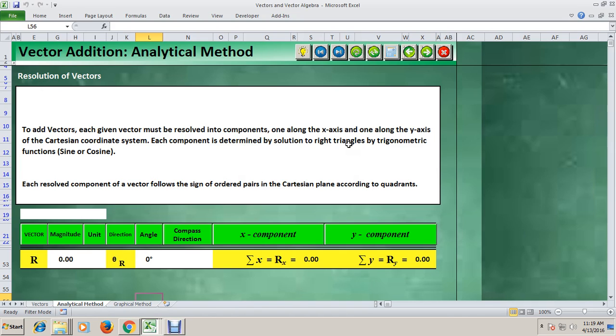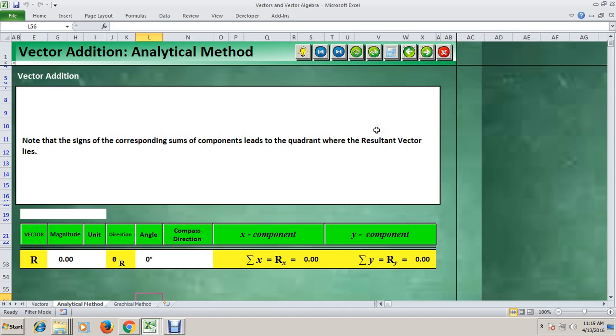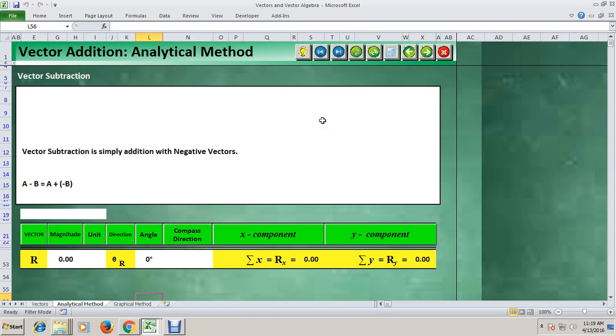We make use of either sine or cosine, depending on whether the component being solved is either an opposite side or an adjacent side. Note that the signs of the corresponding sums of components lead to the quadrant where the resultant vector lies. Okay, so subtraction is simply vector addition with negative vectors.